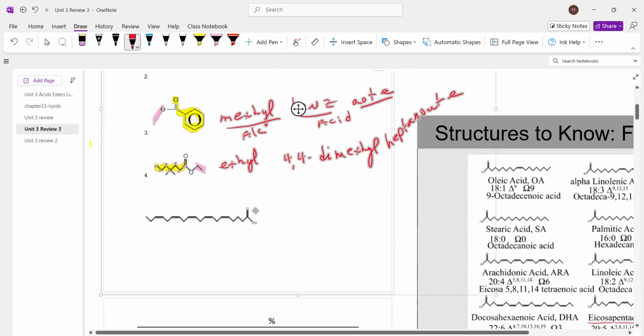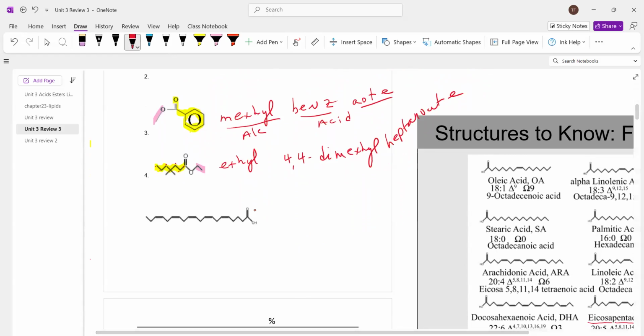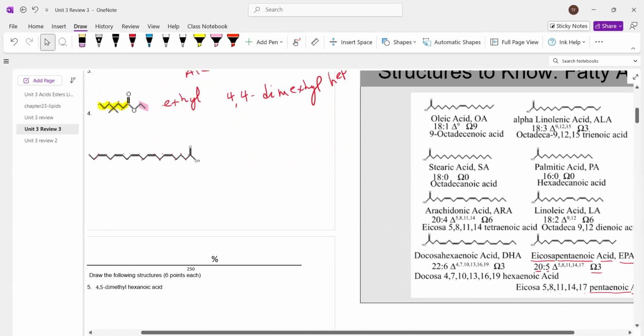Okay, we've got a long fatty acid here. And I said you can name these using the IUPAC or the common name. Okay, the IUPAC, this is going to be 1, 2, 3, 4, 5, 6, 7, 8, 9, 10, 11, 12, 13, 14, 15, 16, 17, 18, 19, 20. So 20 is icosa.